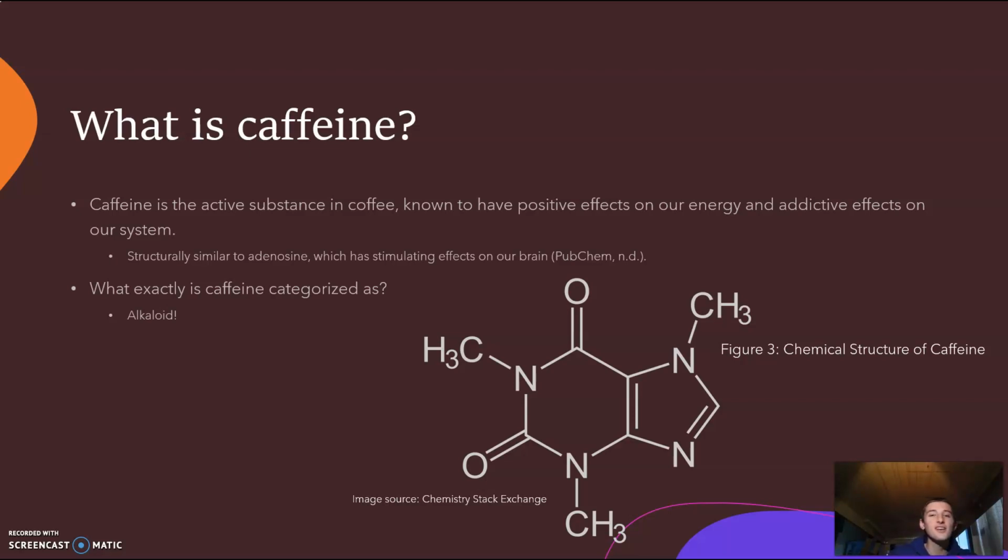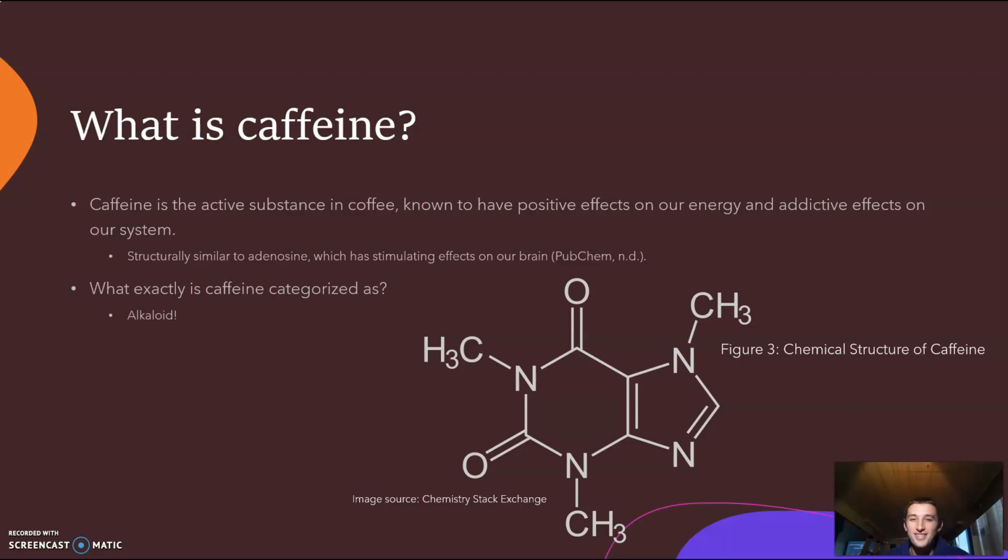So what is caffeine exactly? What is it categorized as? Caffeine is categorized as an alkaloid, and an alkaloid is an organic substance containing nitrogen. Basically, as you'll see in the chemical structure of caffeine here, you'll see the nitrogens, hydrogens, carbons, and oxygens, and a little bit of organic chemistry.